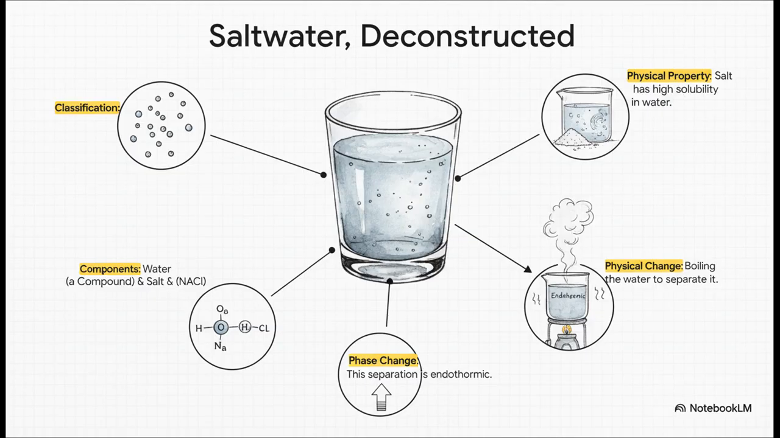What's a key physical property? Well, the high solubility of that salt in the water. How could we separate them? Through a physical change, like boiling the water off. And that phase change from liquid to gas is an endothermic process. See? We just described that simple glass with the precision and the language of a chemist.